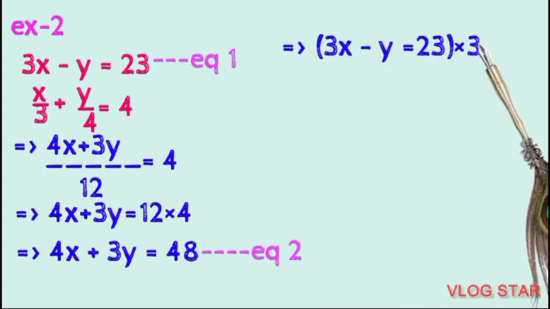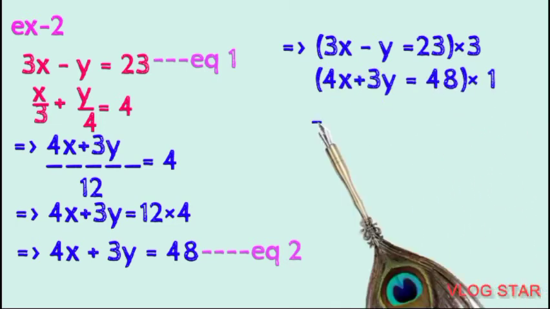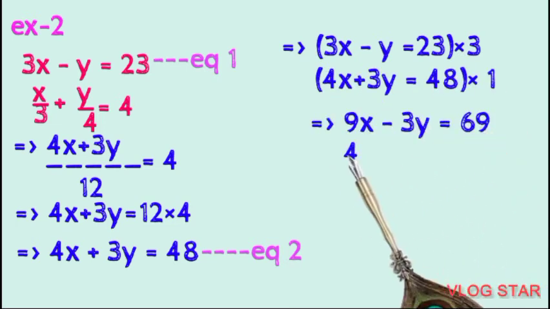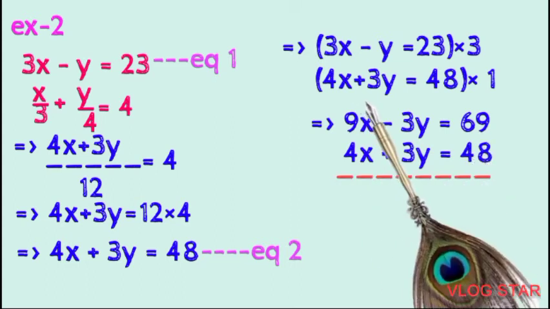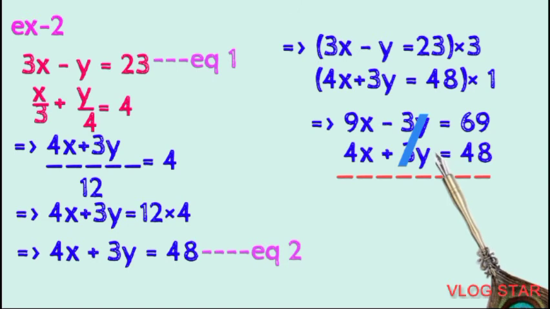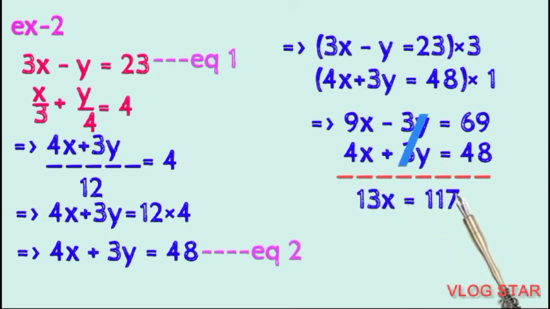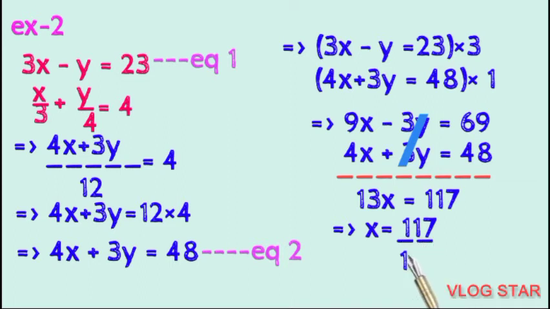That implies 3x minus y equal to 23, multiplied by 3, gives 9x minus 3y equal to 69. 4x plus 3y equal to 48. Minus 3y and plus 3y get cancelled, and 9x plus 4x equal to 13x, and 69 plus 48 equal to 117. That implies x equal to 117 by 13. That implies x equal to 9.